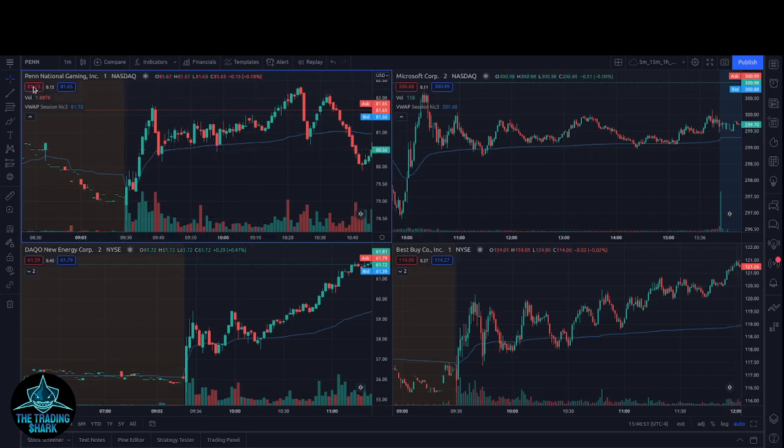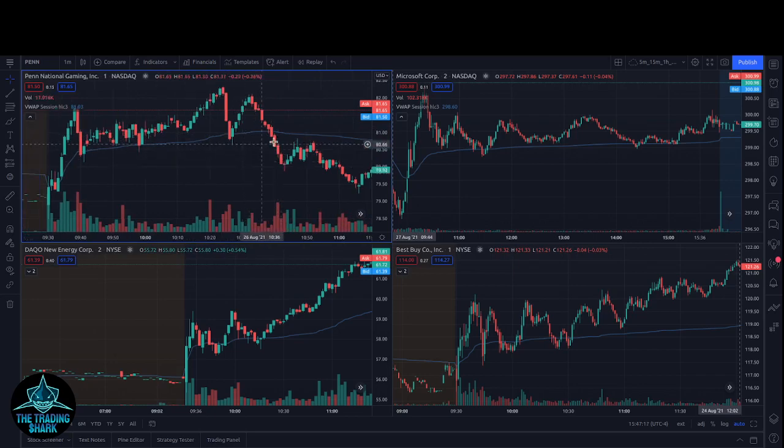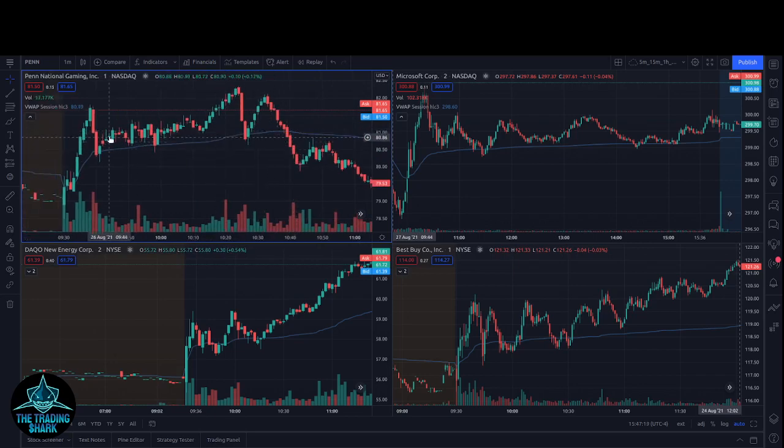So here you can see on the 1-minute chart, Penn National Gaming, PENN, where you can see it bounces at VWAP. So it goes to VWAP and bounces, and goes again, bounces, again and again. It kept on doing that many times before going down. So yeah, it's definitely a tool you can use.